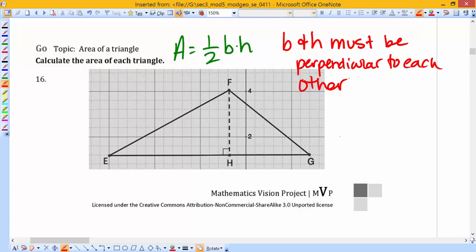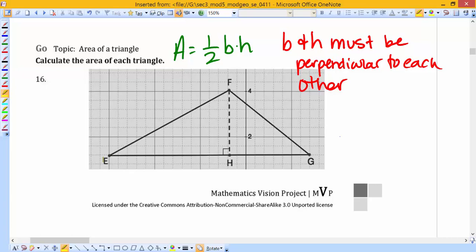If they are not perpendicular to each other, you do not have a base and the height that goes with that base. So please be very, very careful. I'm not working any of these out for you, but I will help you identify the base and the height just for practice in a couple of these. Always look for a horizontal base. That is the easiest thing to start with.